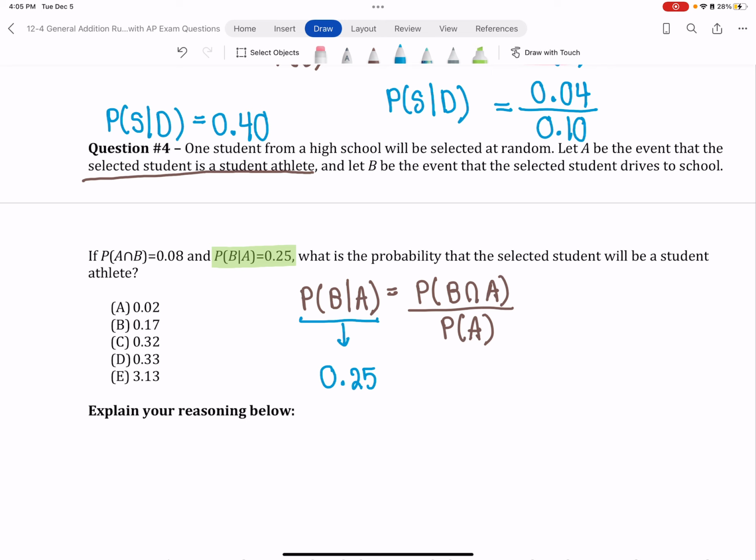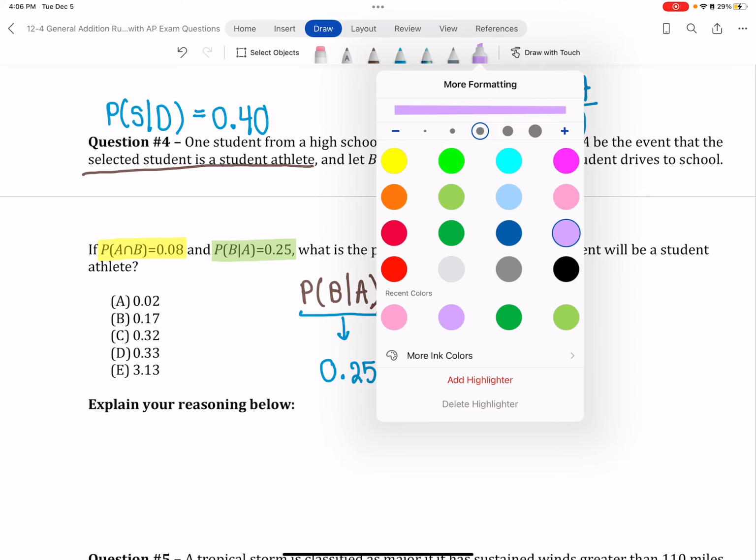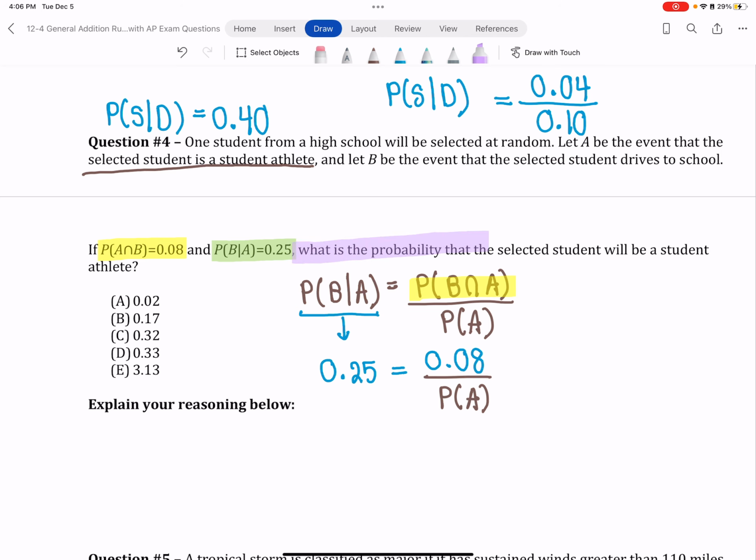What else is given? Probability of A and B. So this part highlighted in yellow is also given to us. We're going to fill that out as equal to 0.08. That is our numerator. And actually, we are trying to find the probability of randomly selecting a student that will be a student athlete. That is what the problem is asking us to find. What is the probability that the selected student will be a student athlete?